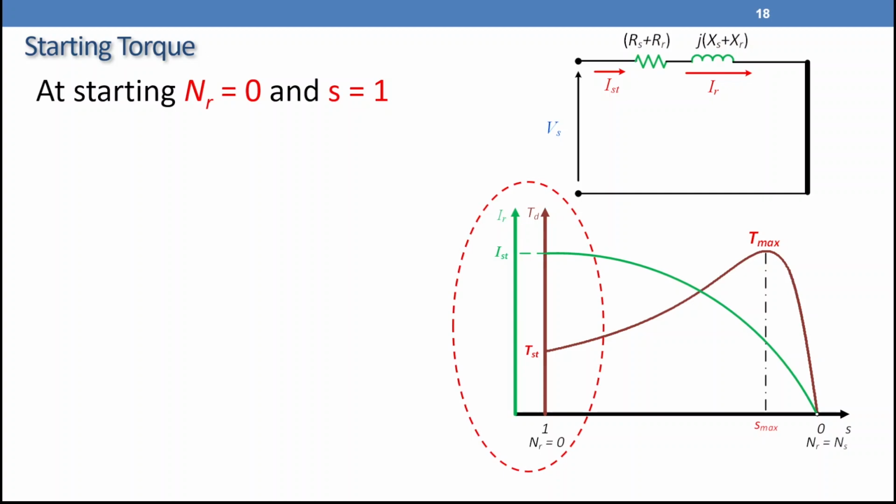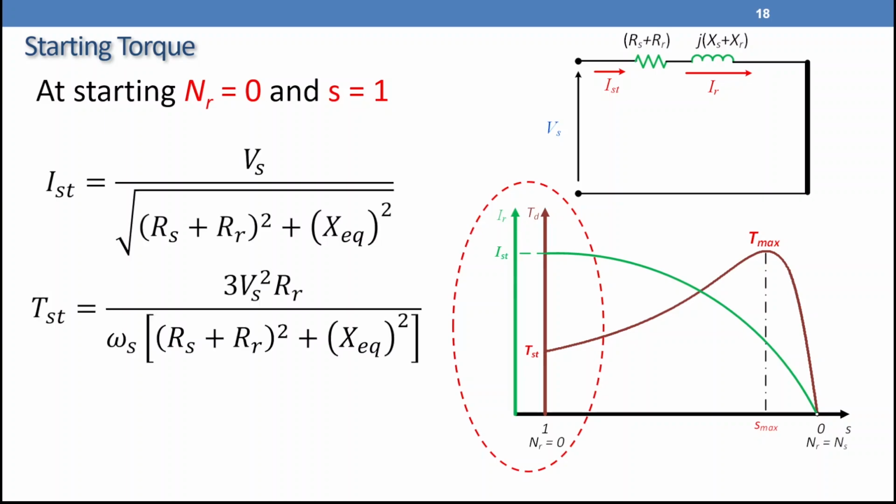So we are going to substitute in the equation to calculate the rotor current at starting, where the rotor current at starting will be V phase over the square root of (R stator plus R rotor over 1) square plus X equivalent square. So once you know I starting, you are going to substitute in the torque equation, where the torque equation will be 3 V phase square R rotor over S, which is 1, over omega S, multiplied by (R stator plus R rotor over 1) square plus X equivalent square.